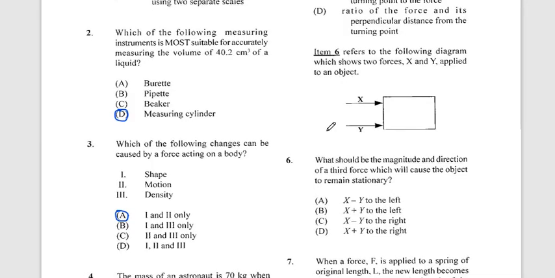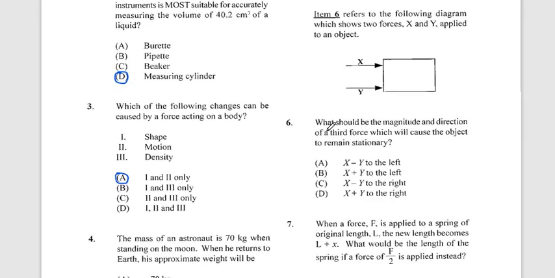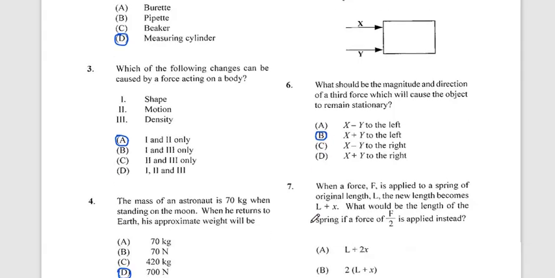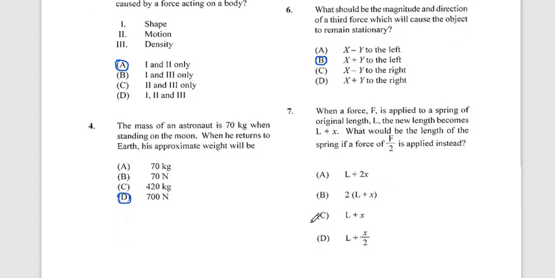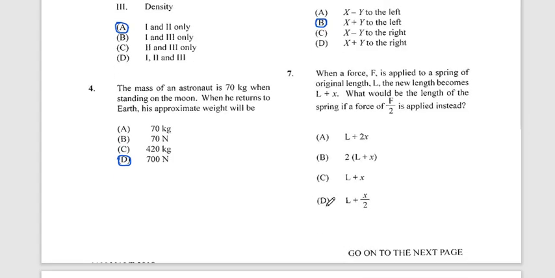Number 6. What should be the magnitude and direction of the third force which will cause the object to remain stationary? B. X plus Y moving to the left. Number 7. When a force F is applied to a spring of original length L, the new length becomes L plus X. What would be the length of the spring if a force of F over 2 is applied instead? D. L plus X over 2.